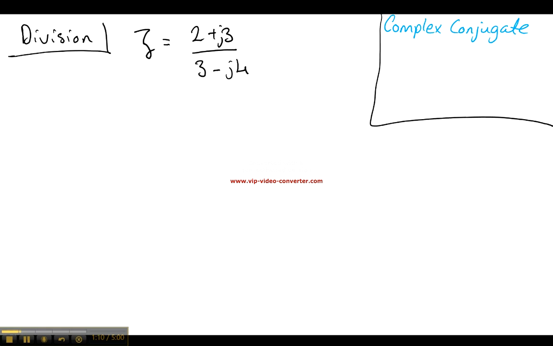is when we have a complex number. Okay, so let's say we have 3 minus j4. The complex conjugate of that is the same numbers, but we change the sign of the imaginary part. So there's a sign change there between the two.